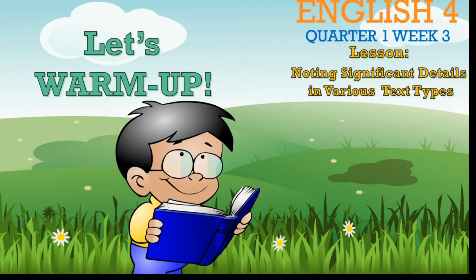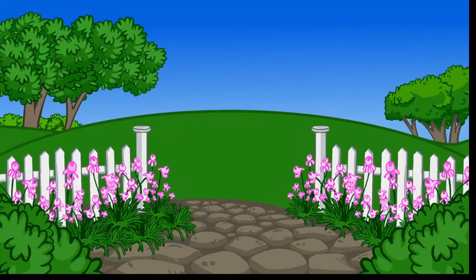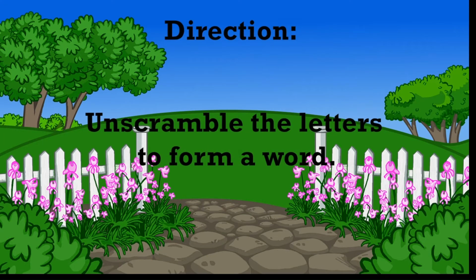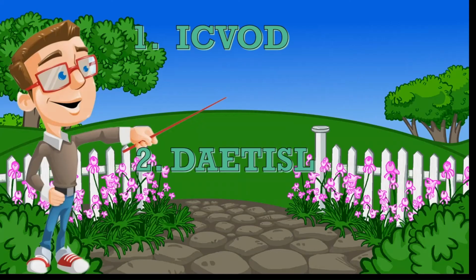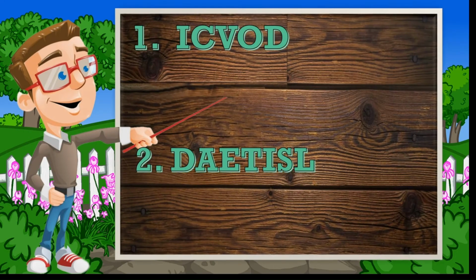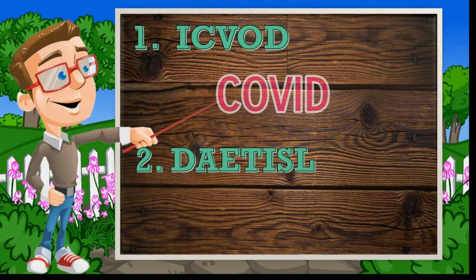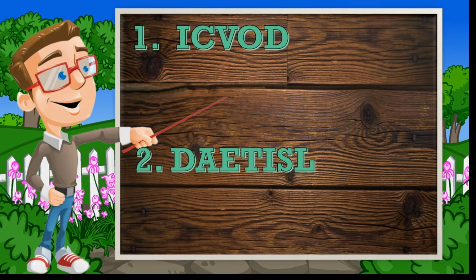Here is an activity to warm you up. In this activity, all you have to do is to unscramble the letters to form a word. Are you ready? That's great! Number 1. What is your answer? Correct! It's COVID. Number 2. What is your answer? You are right! It's details.